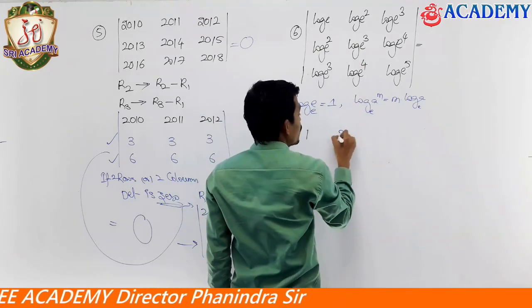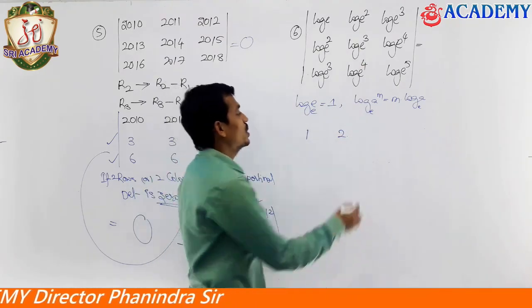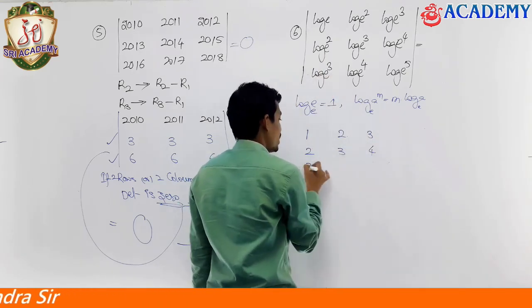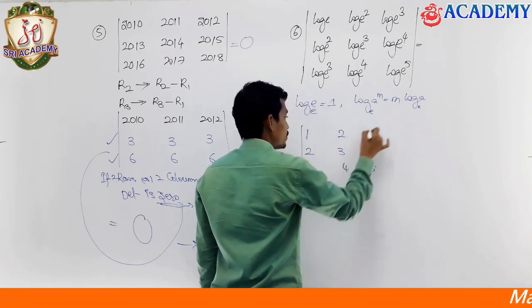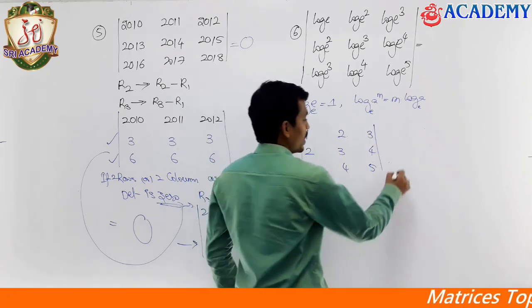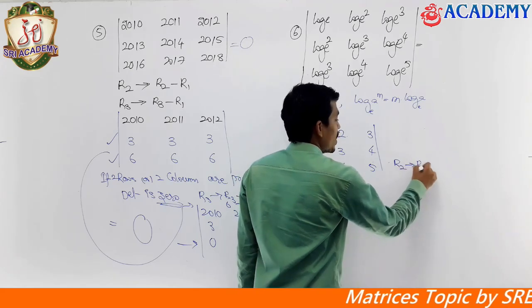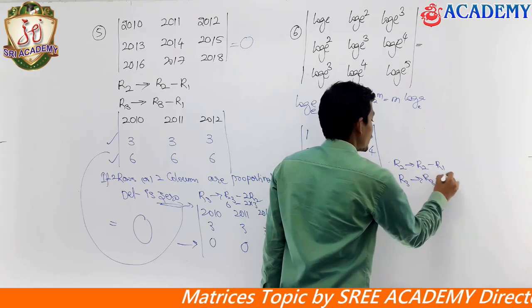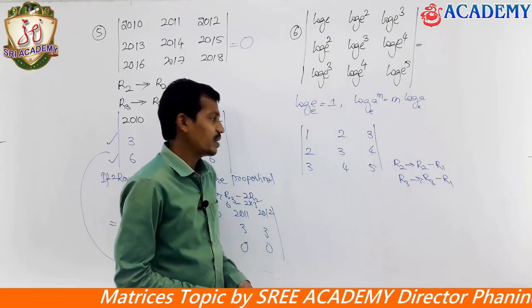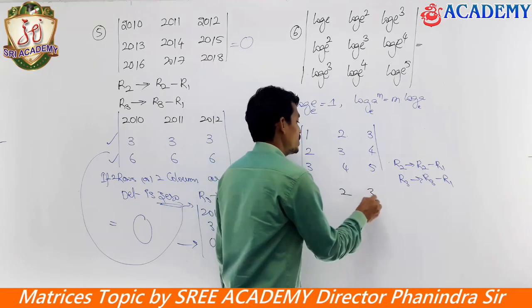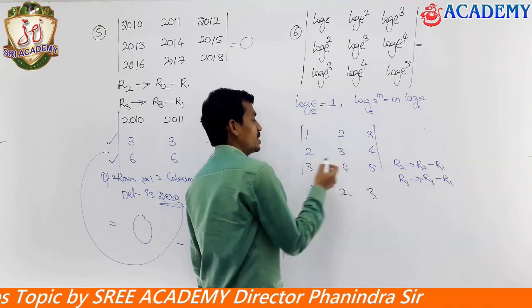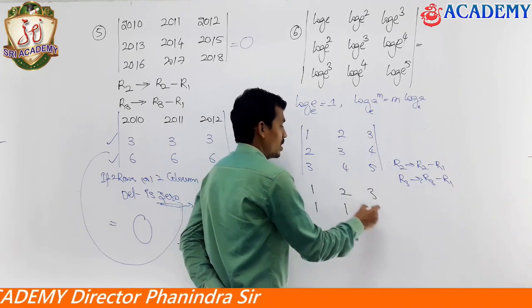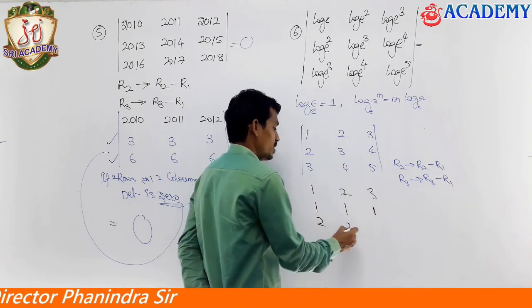Here if you write 2 into log e base e, it is nothing but 2. Here you will get 3. Here you will get 2, 3, 4, 5. Once again I am applying R2 tends to R2 minus R1, R3 tends to R3 minus R1. Now apply: 1, 2, 3. First row is not changed. Second row: 2 minus 1 is 1, 3 minus 2 is 1, 4 minus 3 is 1. 3 minus 1 is nothing but 2. Here you will get 2.